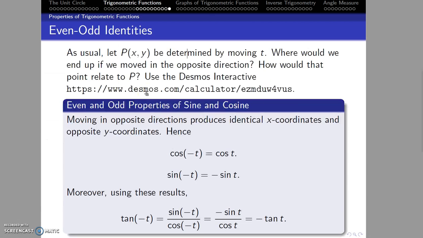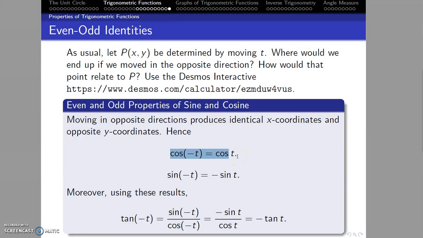Well, let's substitute back. If I go t versus negative t, I get the same x-coordinate. Therefore, there's a property: cosine of negative t equals cosine t. Also, because your y-coordinates are mirrored opposite, negative t gives you negative sine t. These are two very simple properties about sine and cosine.